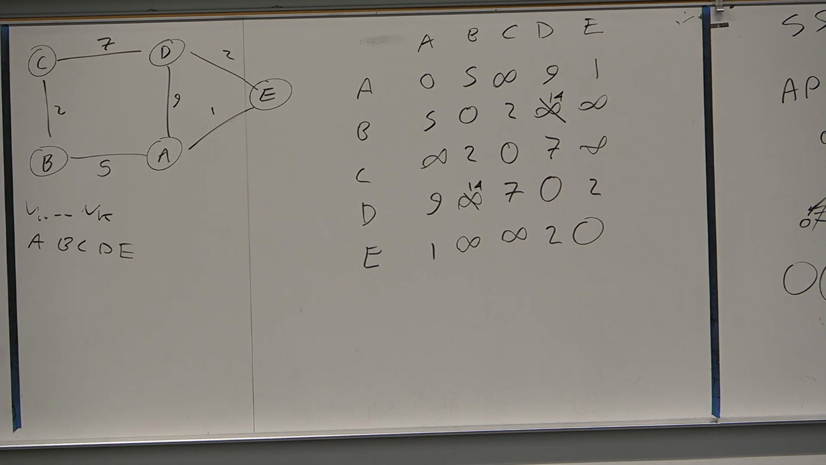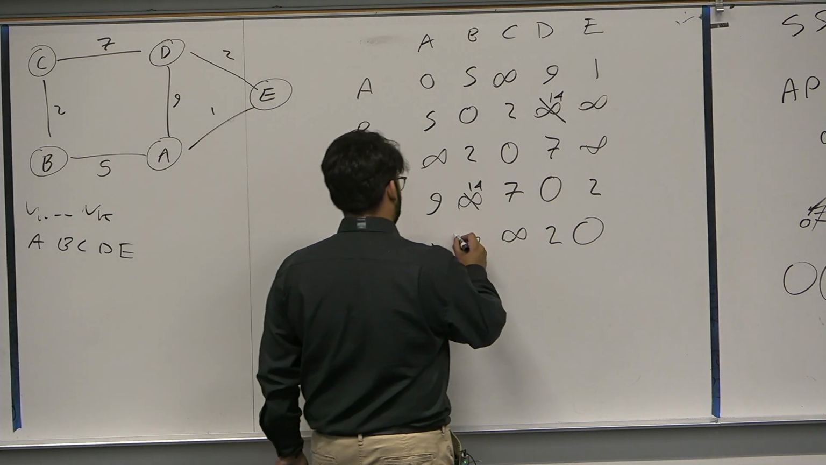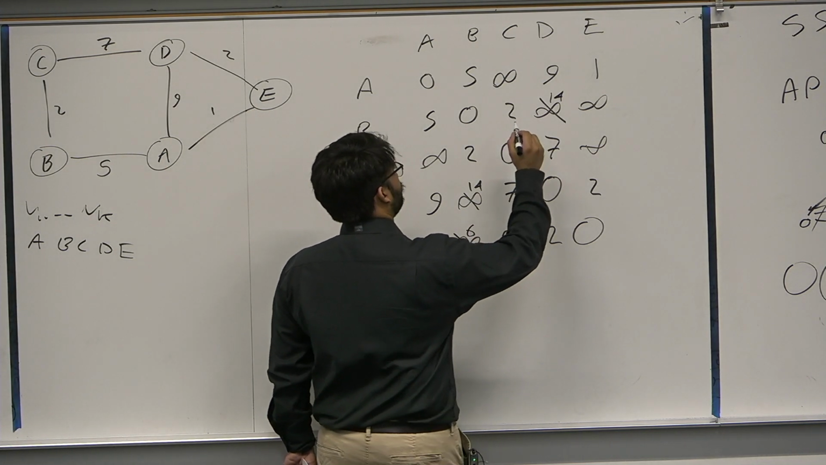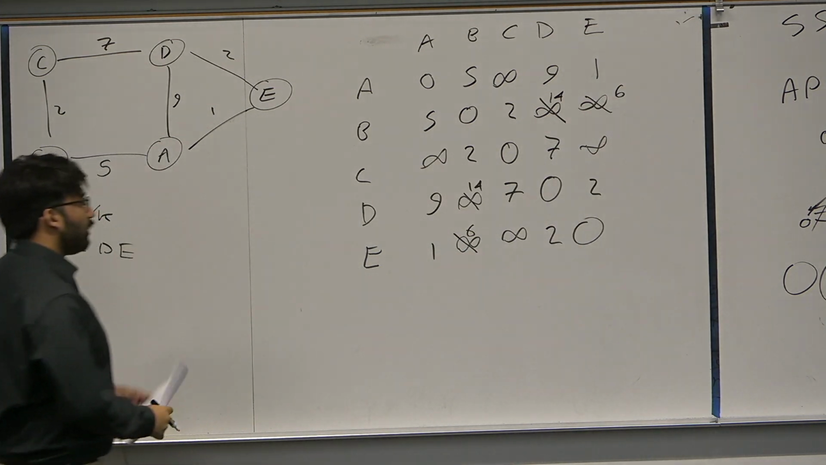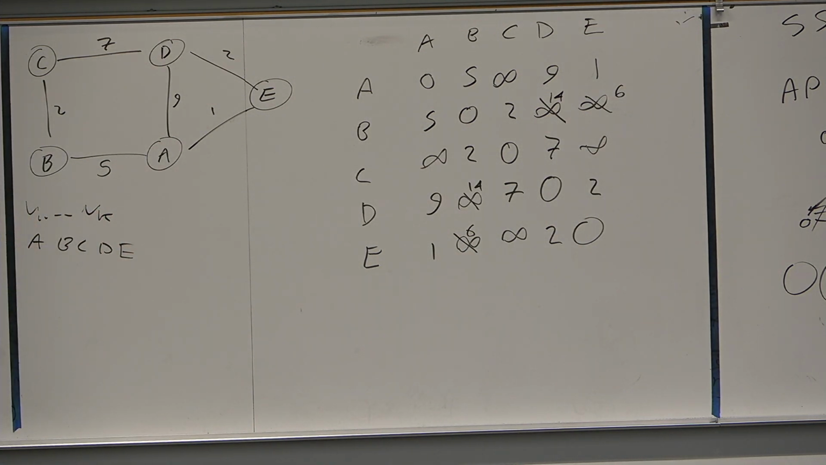What about the path D to E? That's 10, but the shortest path D to E is already 2. So, wait, is that right? Yeah, it's already 2, so we don't update that one. What about the shortest path B to E? B to E is currently infinity, so that's going to update to what? B to E is going to be 6. Again, we're updating across the diagonal. We update twice because this is an undirected case.